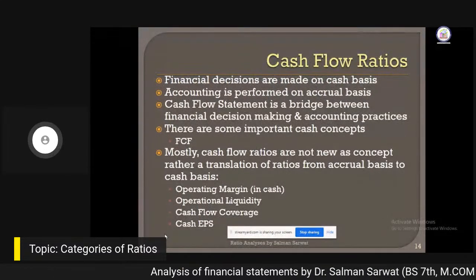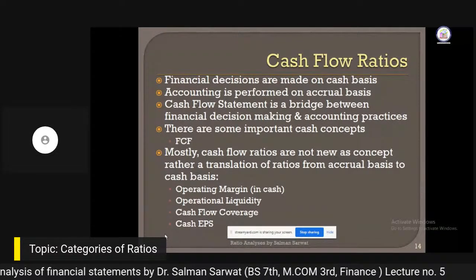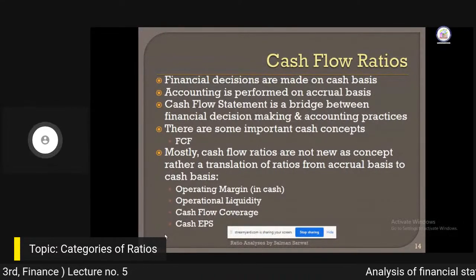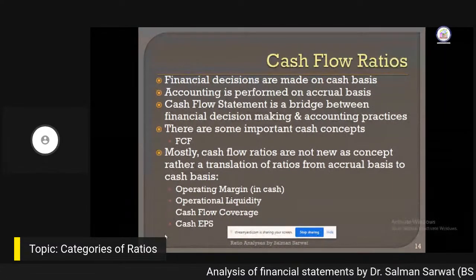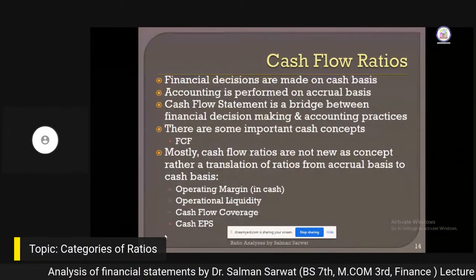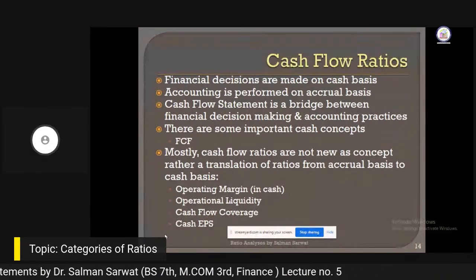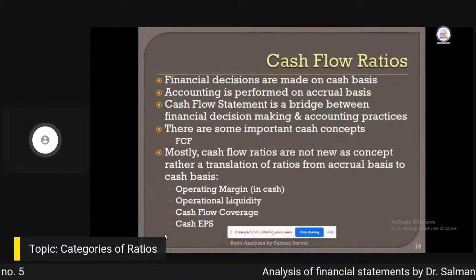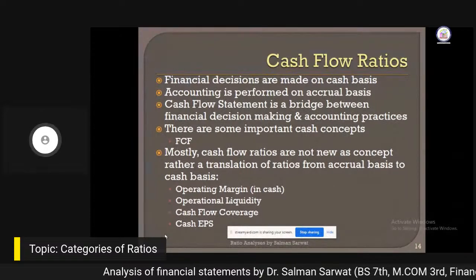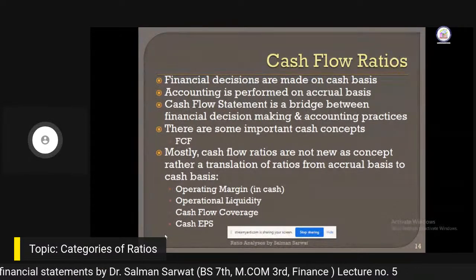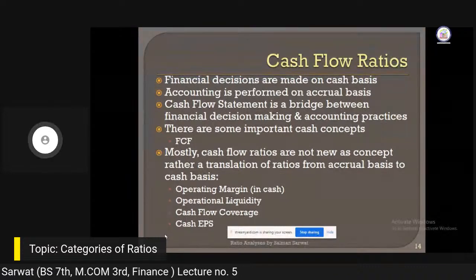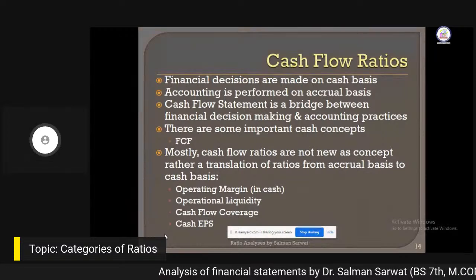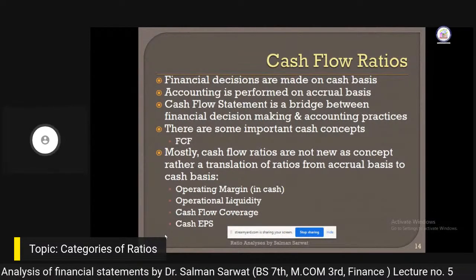Coming to the cash flow ratios, as we have discussed, all the accounting process is based on the accrual basis of accounting. What is the accrual basis of accounting? It means that irrespective of whether you are receiving or paying cash or not, you have to record a transaction if the contract has been done, if that transaction has occurred. So in accounting we follow the accrual basis, but in finance, decisions are made on a cash basis.